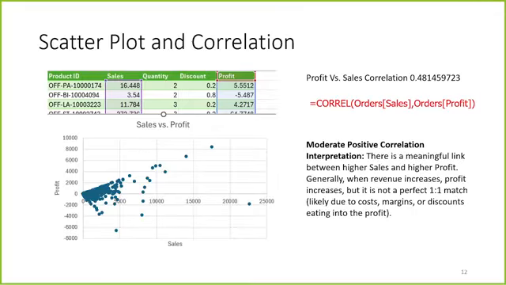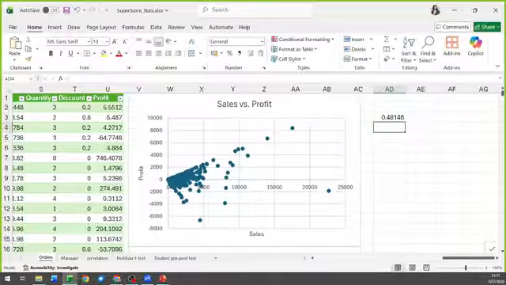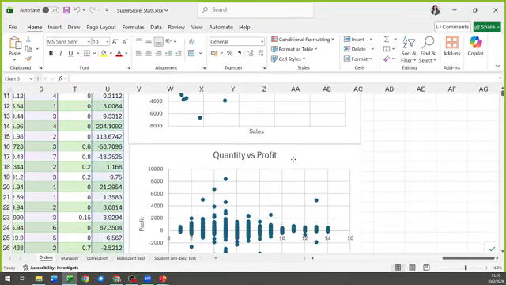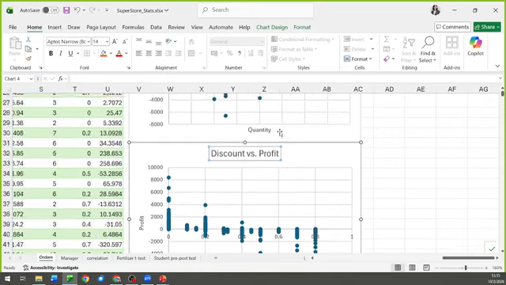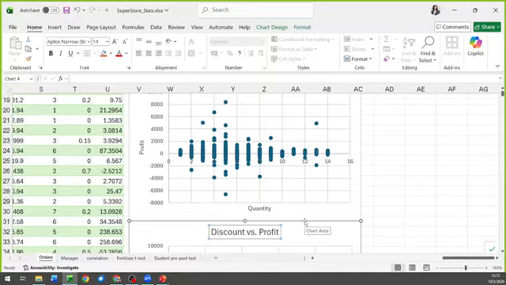Because there are some other factors. For example, cost. For example, delivery margin. For example, profit margin. For example, if we have discount that eats up all the profit, just like what we have seen before with Superstore. Okay, so now let's do the other two, which are quantity versus profit and discount versus profit. I will give you 2 minutes to come up with the correlation coefficient of these two pairs.